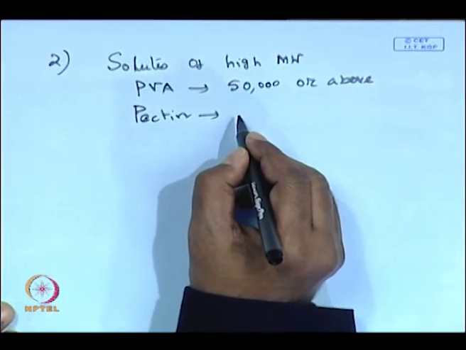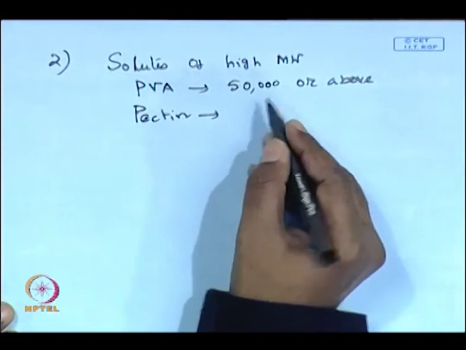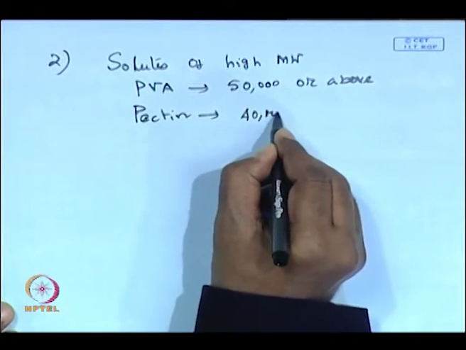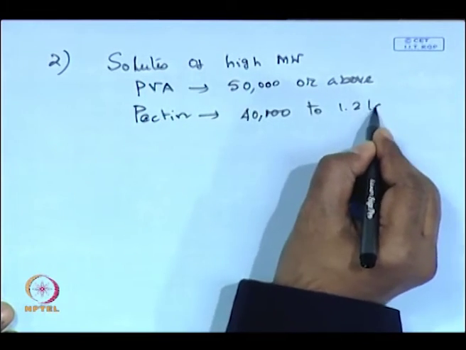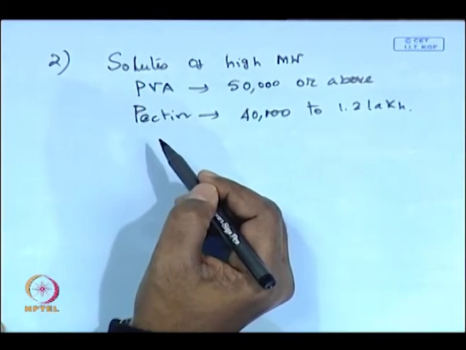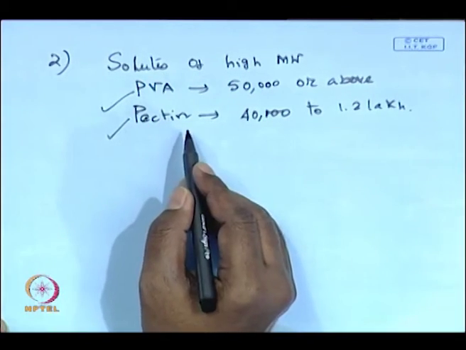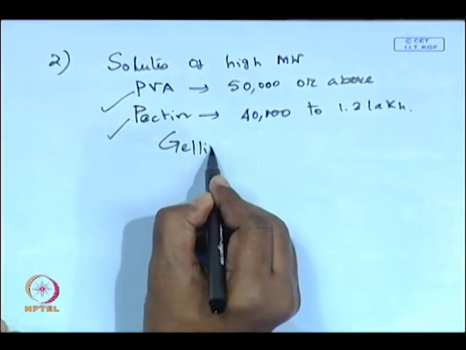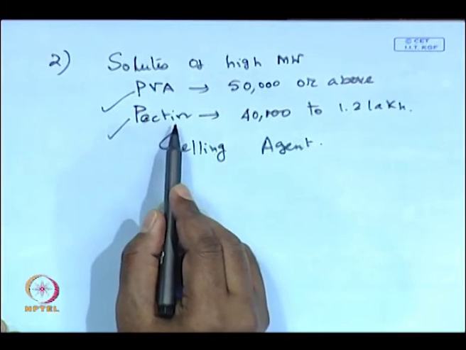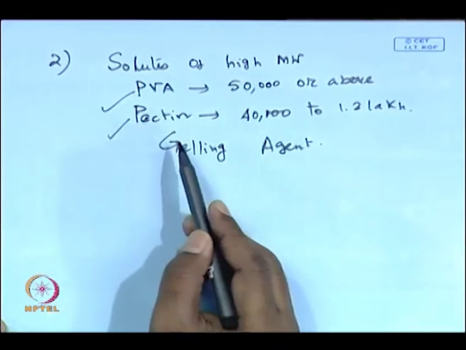It is a polydispersed material, that means it has a molecular weight distribution, let us say from 40,000 to 1.2 lakh. Okay. It is polydispersed. Now, solutes like polyvinyl alcohol and pectin are well known gelling agents. Polyvinyl alcohol is a polymer, and pectin is basically a polysaccharide that is available in any fruit juice.